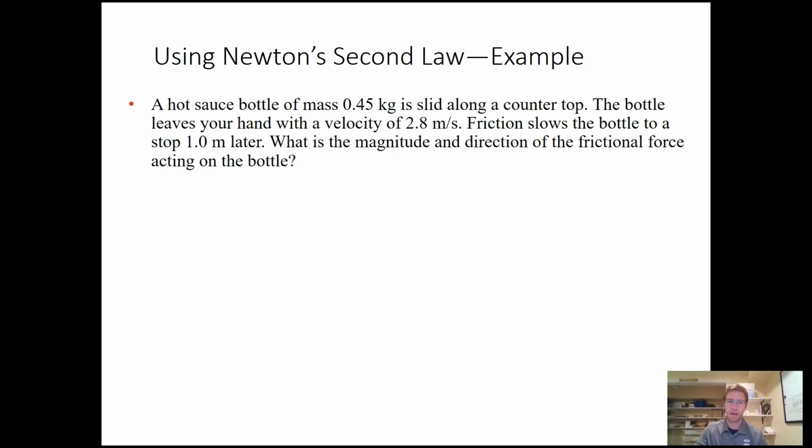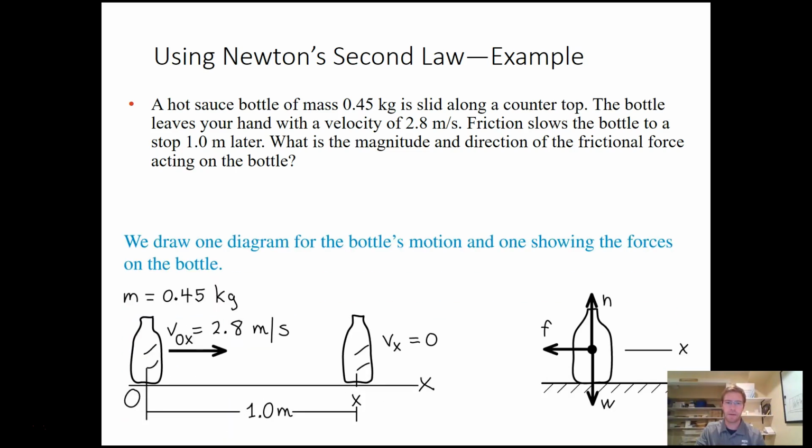Oh, it's a good one, huh? All right, so let's see if you guys got it. This one's tricky, okay? Because I don't give you information about acceleration and forces and so on. I'm just asking you to find the force.